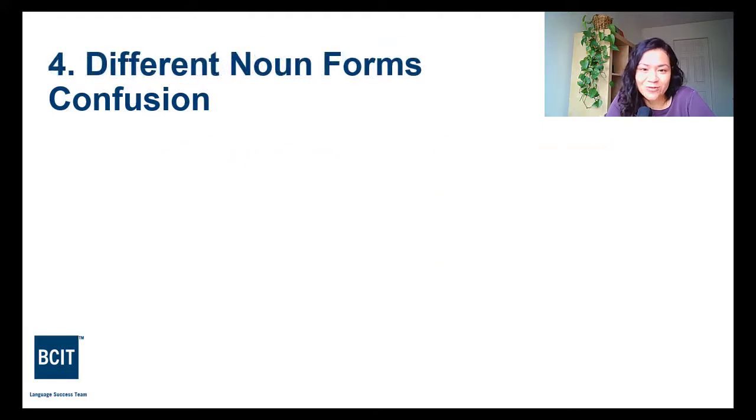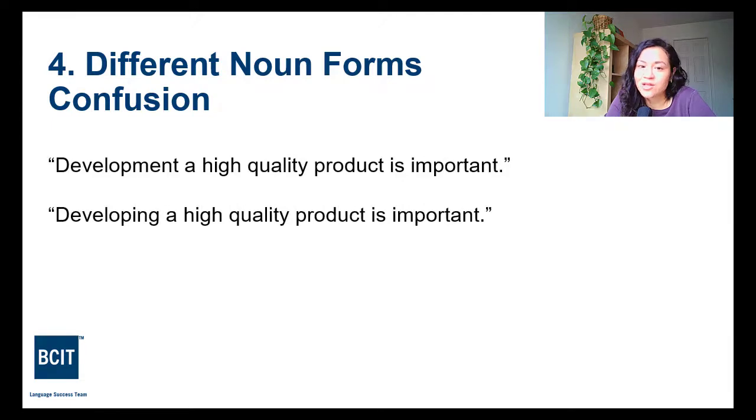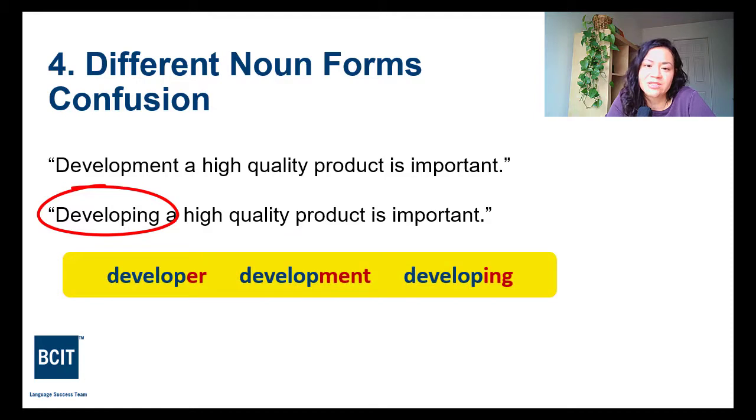Confusion with different noun forms. Development a high-quality product is important. Developing a high-quality product is important. We would select this ing or gerund form here because it is followed by a direct object. And be careful because there can be several noun forms with different meanings. Developer versus development versus developing. Again, another good reason to focus on the meaning of suffixes.